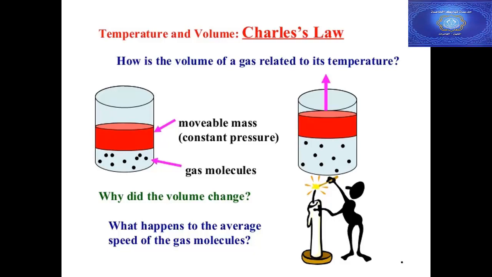As we know, by increasing temperature, the number of collisions between particles and between particles and the wall of the container increases because the speed of molecules increases. This means that the volume of gas will increase also. So by increasing temperature, the speed of molecules increases, thus leading to an increase in the volume of gas.